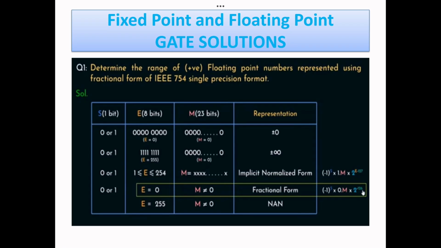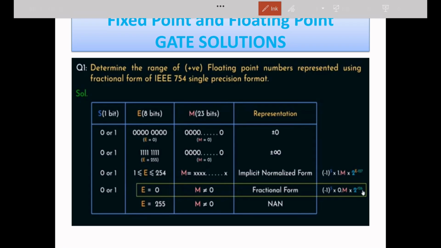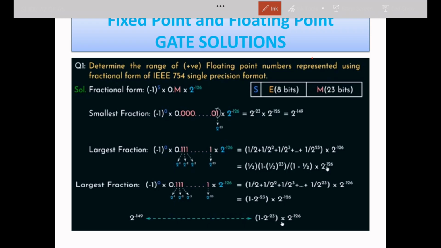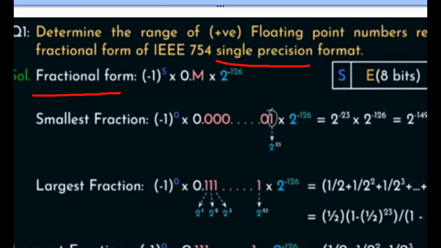Now again another question, which we already discussed. He is asking what is the fractional form. Fractional form already we discussed. Fractional means E is equal to 0 and mantissa is not equal to 0. This is a fractional representation. Now next, he is asking for the floating point representation using the fractional form of IEEE 754 single precision format. So now he is asking what is the fractional form. Here you can see we are writing something actually.